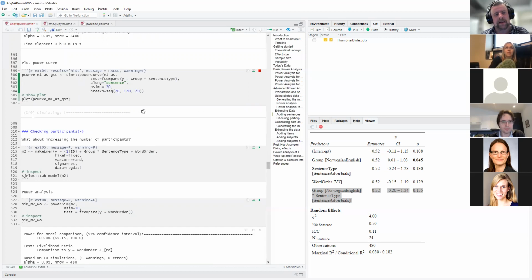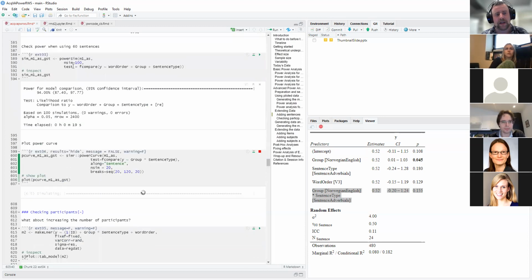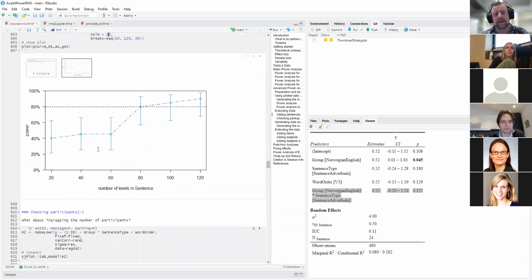Now you see that for each interval, so for 20, 40, 60, 80, 100, 120, it simulates what we've done before, and then it plots it, right? And so here it actually tells us, okay, the 80% threshold is already crossed with 80 sentences, right? Although we can't be entirely sure.